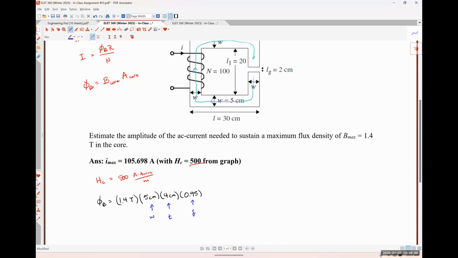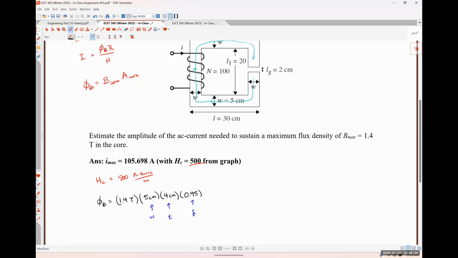If we have a stacking factor, absolutely yes. It should always be integrated in there because it's effectively telling us how much of our core is actually core material, right? So that is very much going to impact our cross-sectional area because not all of our core is the actual core material. So thank you for that there.